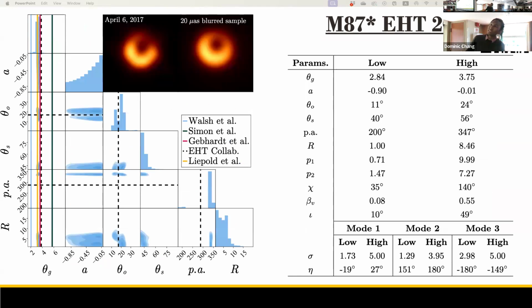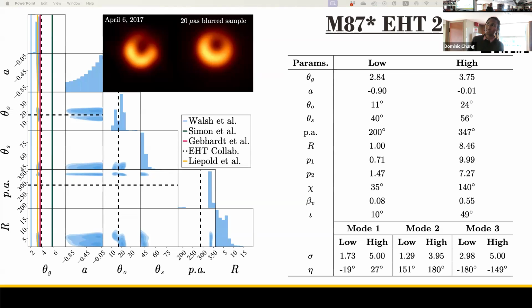And lastly, we fit it to EHT data. What we see is that we get a mass that's consistent with the EHT's mass measurement and the stellar dynamics mass measurement. So that helps add some extra footing to the claim that the stellar dynamics mass measurement is correct.